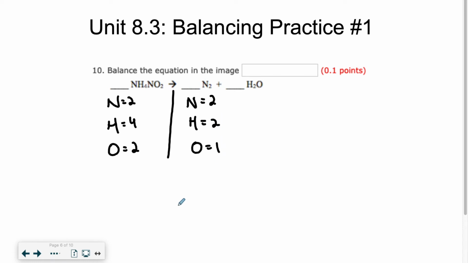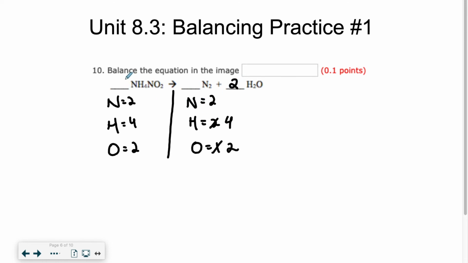So it looks like I need more oxygens and more hydrogens. If I put a 2 out in front of this, 2 times 2 is going to give me 4 hydrogens, so that actually fixes that part. And then 2 times 1 is going to give me 2 of the oxygens as well. And just putting that one coefficient here actually fixes everything.